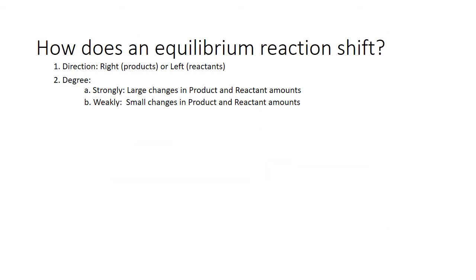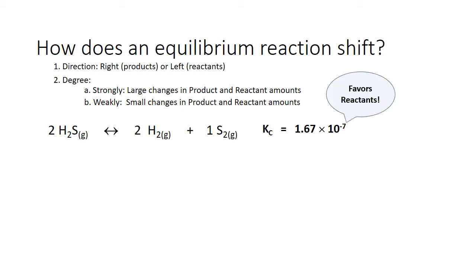Let's look at another example of how a chemical reaction can shift as it attains chemical equilibrium. Along the way, we'll determine which direction the reaction is going to shift and to what degree the reaction is going to shift, whether it's a strong shift involving large changes in product and reactant amounts or a very weak shift involving smaller changes. We'll look at an example that we've already seen before, H2S in equilibrium with its product amounts H2 and S2, and recall that the equilibrium constant for this reaction is a very small number. In fact, this is a small number that tells us right away that this is a reaction that will favor reactants. In the end, we expect to see a lot of reactants.